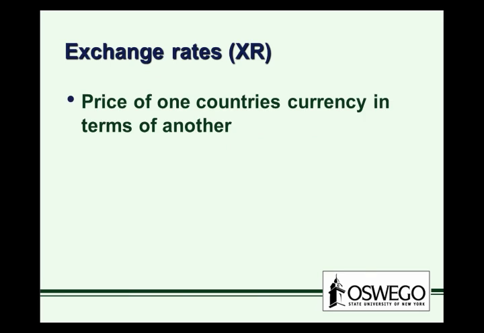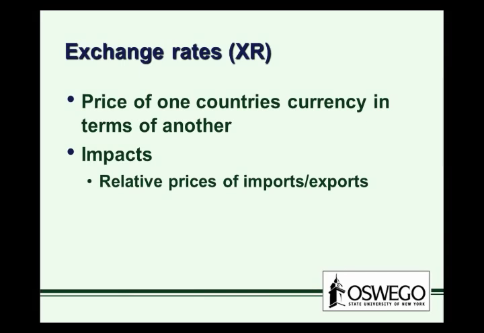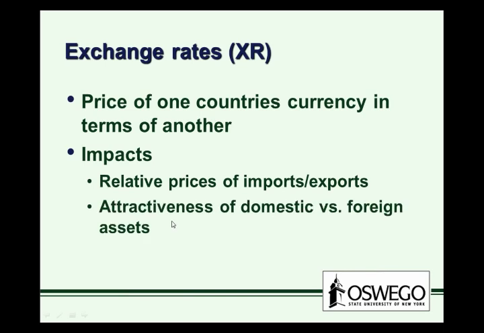So an exchange rate is really a price. It's another type of price. Specifically, it's the price of one country's currency in the terms of another currency. If we exchange one type of currency for another, what rate does the exchange take place? That's the exchange rate. And we care about exchange rates because they're going to impact the relative prices of imports and exports. And they're also going to impact the attractiveness of domestic and foreign assets.